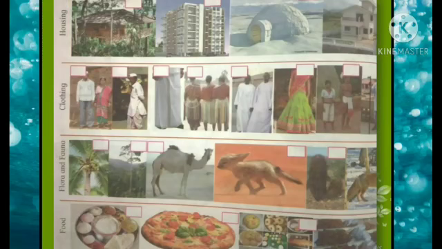Now children, there are many pictures given in a horizontal manner which includes housing, clothing, flora and fauna, and food. In each picture, there is a box given in the corner above. So you have to fill in the boxes on the basis of the given criteria.